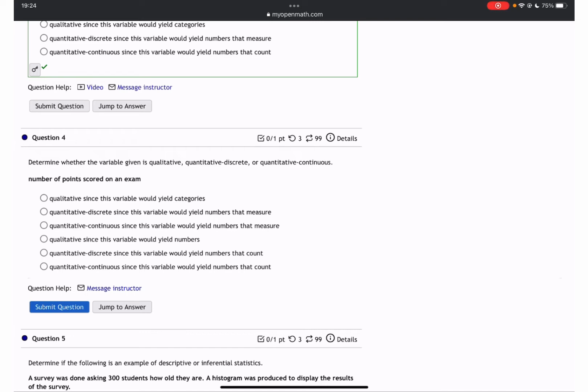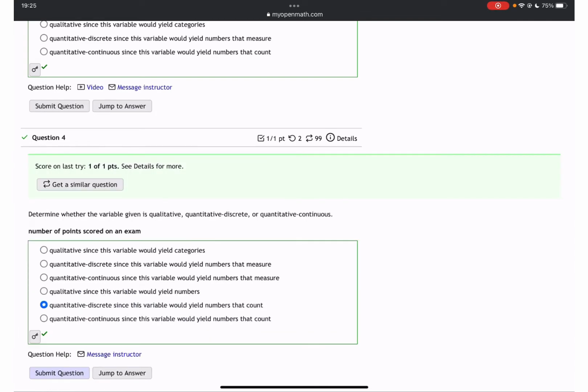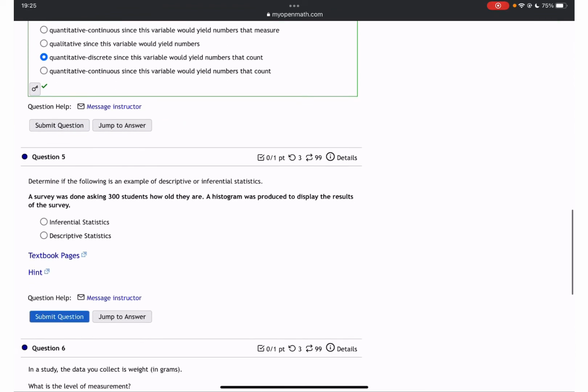And that is score, you also can count, correct? This is going to be quantitative. Let's see, quantitative discrete, which one? Either this or this. Variable would yield numbers that count. Okay, I would say this one. The other one, quantitative discrete, since variable would yield numbers that measure. We don't measure here, we count it. Yes? Bingo. Next one, determine if the following is an example of descriptive or inferential statistics. Okay.